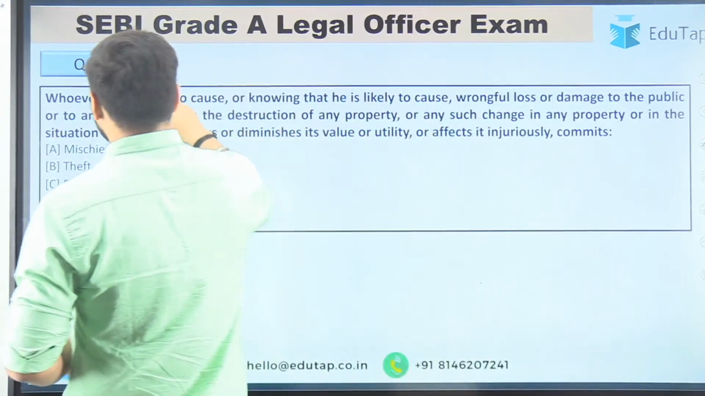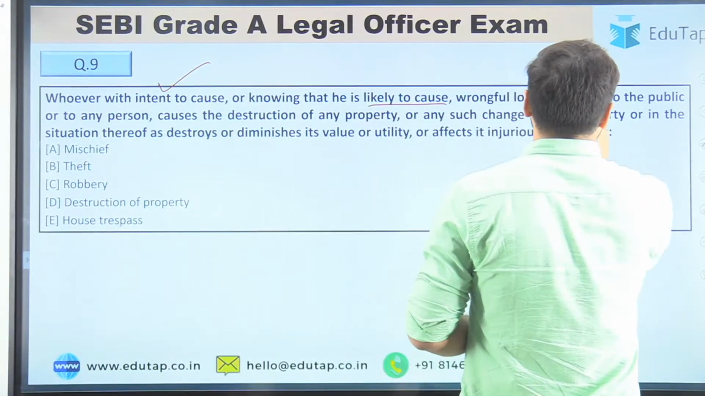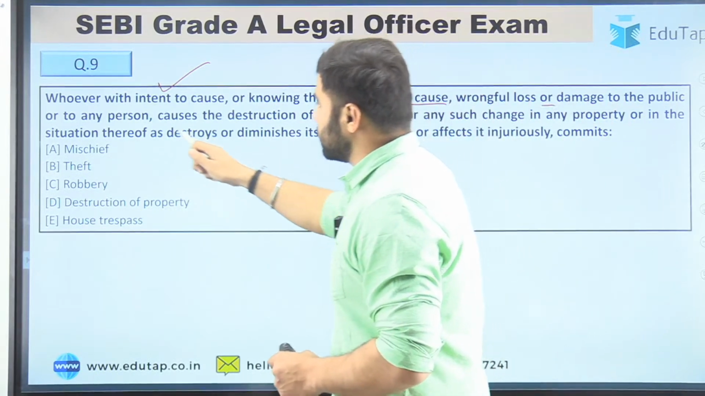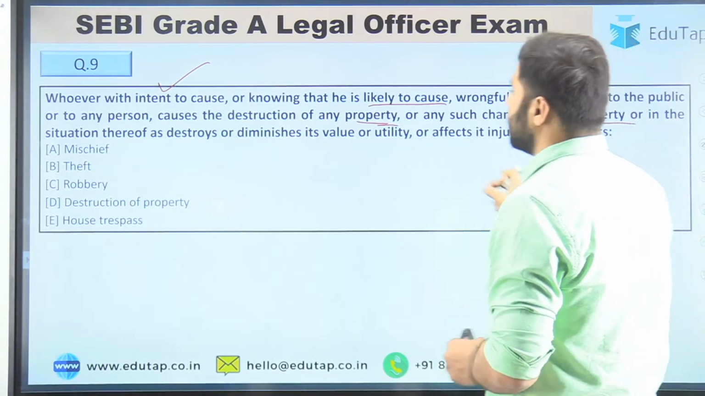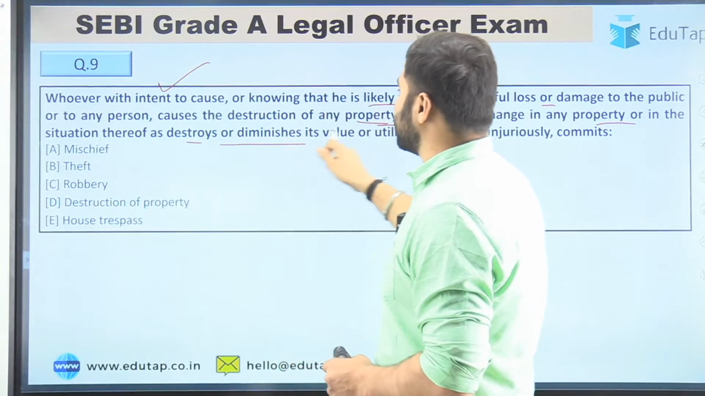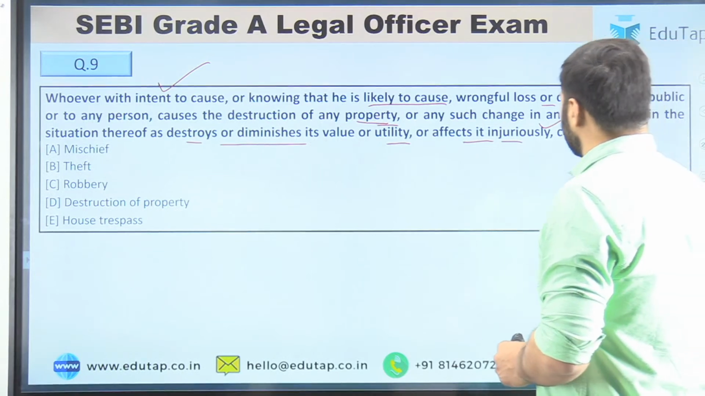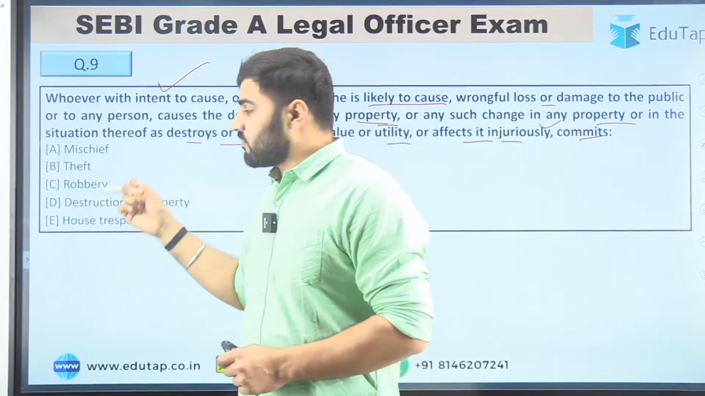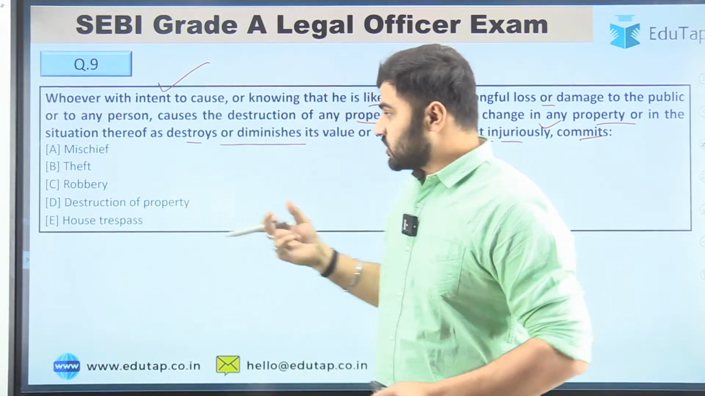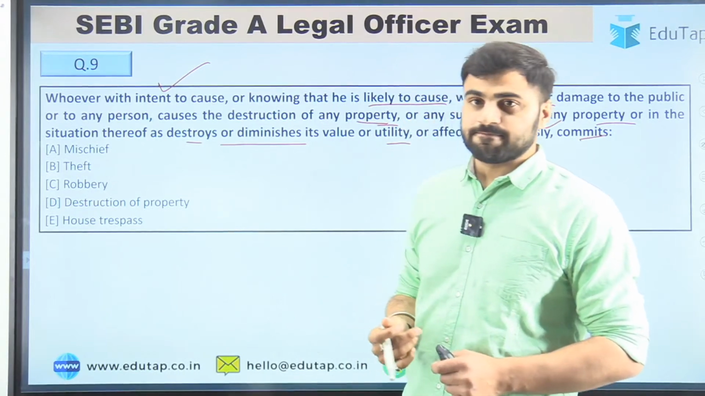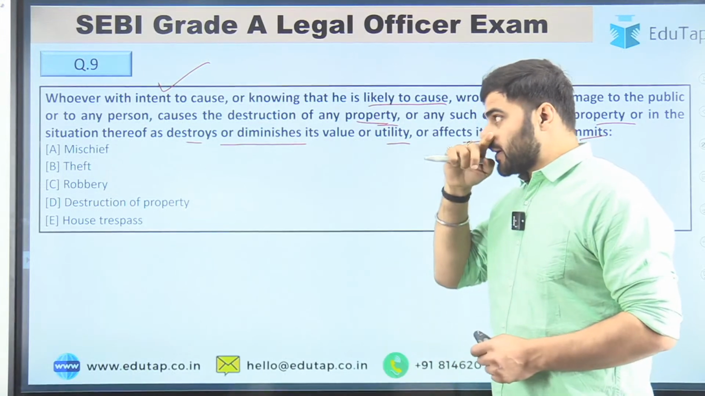Now let's move to question number 9. Whoever with intent to cause or knowing that he is likely to cause wrongful loss or damage to the public or to any person causes the destruction of any property or any such change in any property or in the situation thereof as destroys or diminishes its value or utility or affects it injuriously, he committed which of the following offenses? Your options are mischief, theft, robbery, destruction of property, or house trespass. So guys, tell me the right answer for question number 9.